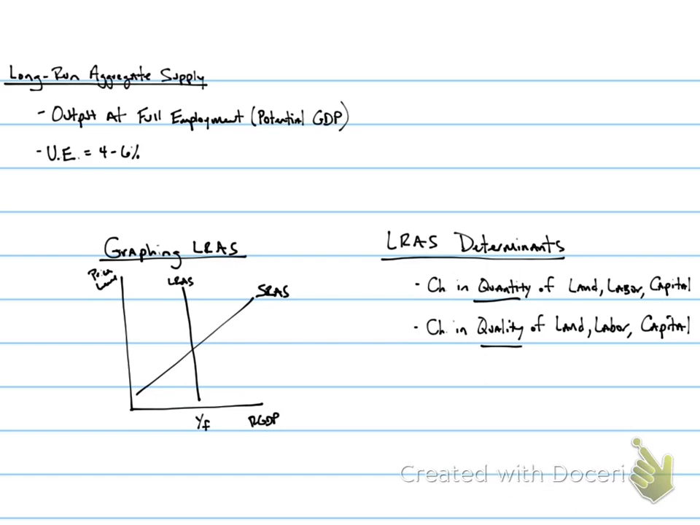So oftentimes what you're going to find with our long-run aggregate supply curve is that it really is a measuring stick for our economy. It shows us where our economy is at compared to our potential GDP, or our full employment, if we're using all of our resources.